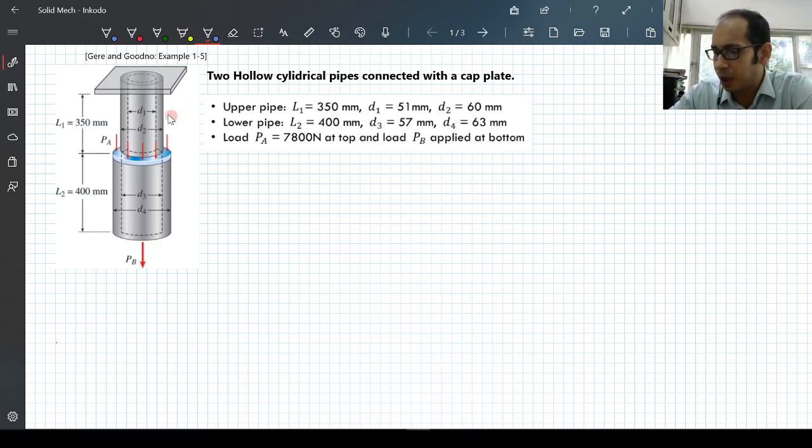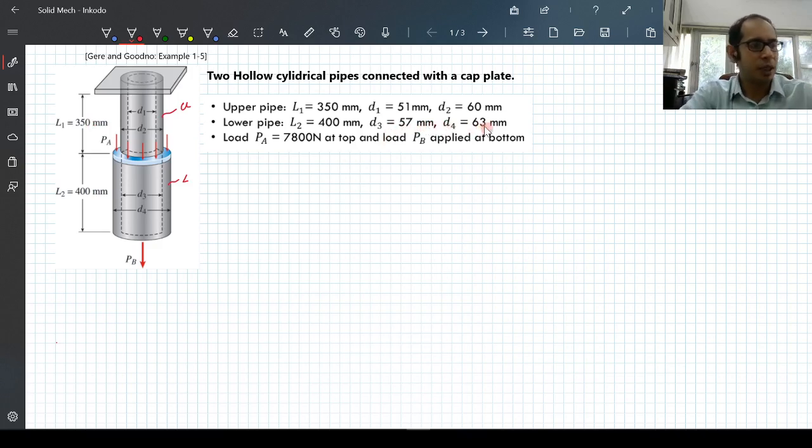What you have here are two hollow cylindrical pipes. This is pipe 1, the lower pipe, over here. Just for starters, I will mark these. This is my upper pipe and this is my lower pipe. Let's see what is given in terms of the dimensions. The upper pipe has a length of 350 mm, an inner diameter of 51 and an outer diameter of 60 mm. The lower pipe, also hollow, has a length of 400 mm, slightly longer than the upper pipe, an inner diameter of 57 and an outer diameter of 63.